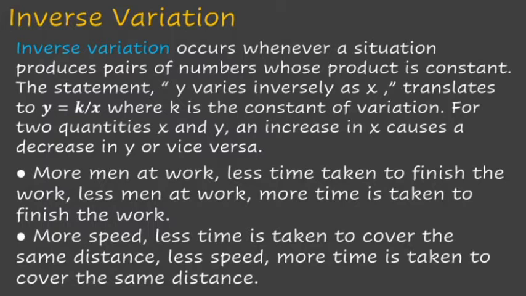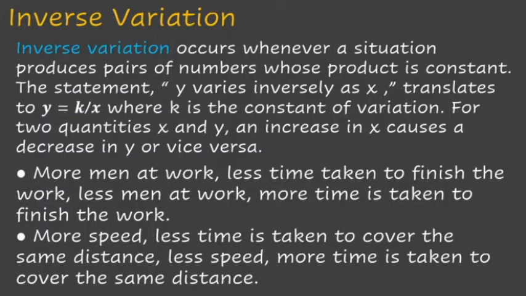Okay, kung sa direct variation na pag-aralan natin, as the independent variable, yung x natin, increases, the dependent variable, which is y, also increases. Similarly, as the independent variable decreases, the dependent variable also decreases. Yun yung direct variation. Kaya siya tinawag na direct variation because they vary directly. Pag tumaas yung isang variable, tataas din yung isa. Pag bumaba yung isang variable, bababa din yung value ng isa.